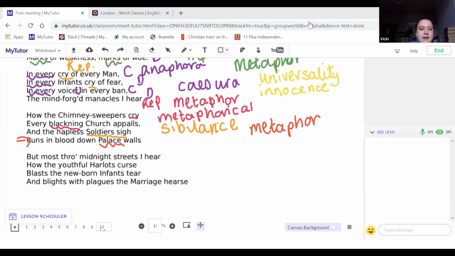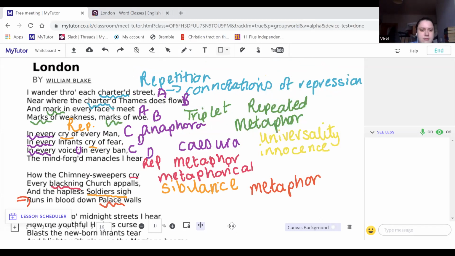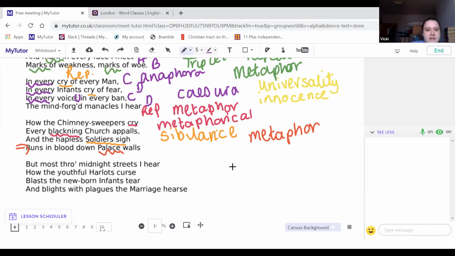Right. Okay, last stanza then. So, we haven't done our rhyming scheme. Let's double check we haven't had the I sound come up yet. No. Right. So we've got E, E, F and F, and then we've got G, G, H, H. But most through midnight streets, what I didn't pick out, chimney sweepers cry, so that's referring to children as well. So we've got that motif of children there.